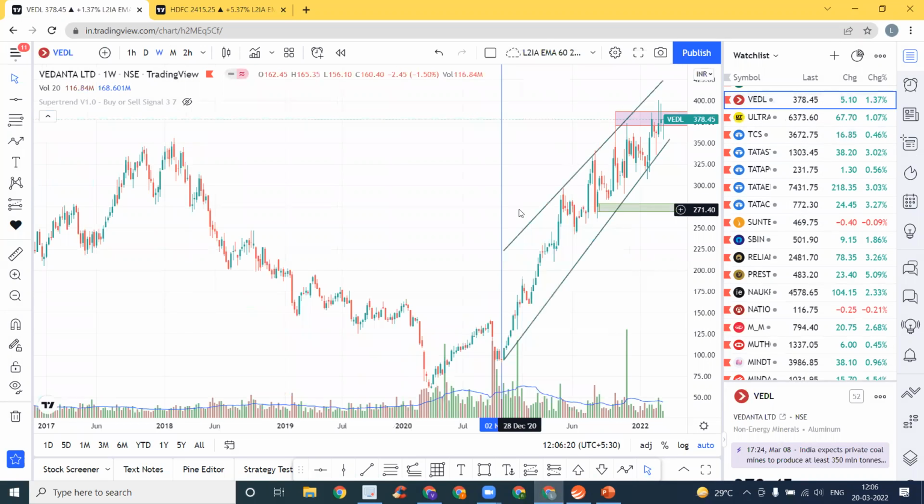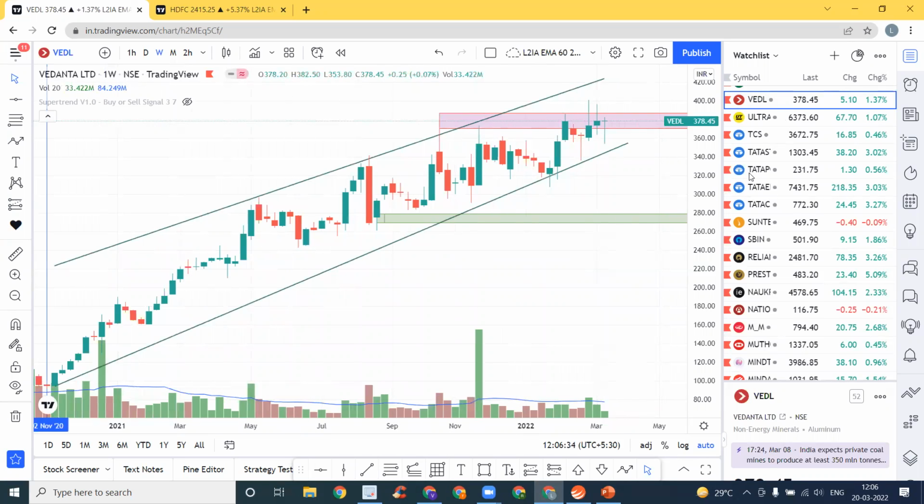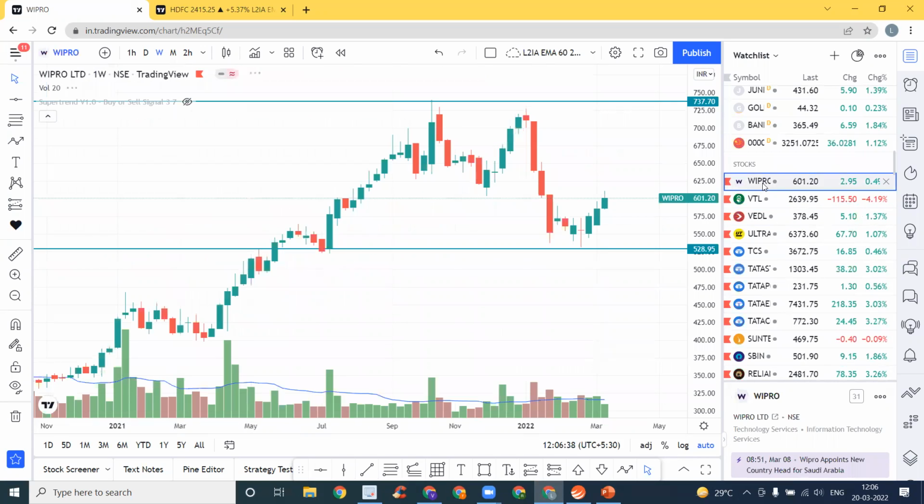See Vedanta. Vedanta is moving. This is a support. The bottom of the trend line is my support area. The top of my trend line is the resistance area. So support and resistance is not always on a horizontal line. It is also on the sloping lines. See Wipro. Continuously moving in this range.